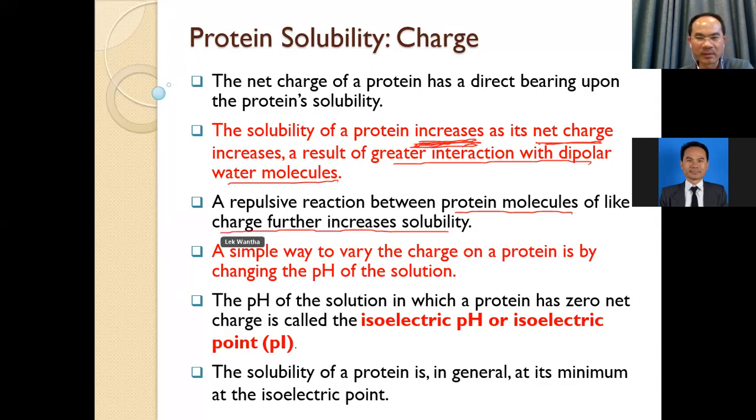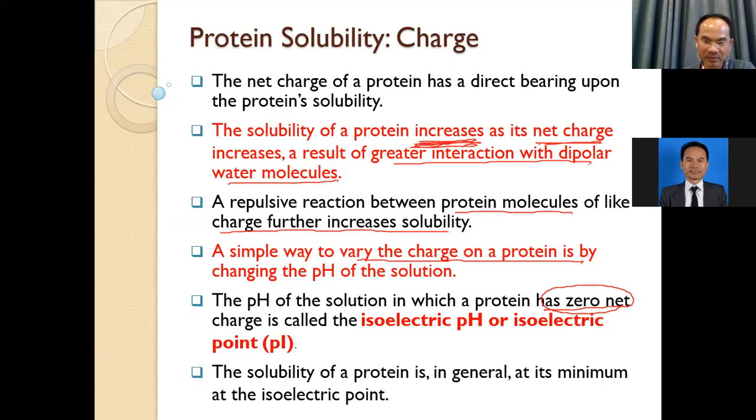For the technique, the simple way to vary the charge on a protein is by changing the pH of the solution. If we would like to reduce the solubility, we have to reduce the pH, for example. For a protein, the minimum solubility occurs when the charge of the protein is 0.